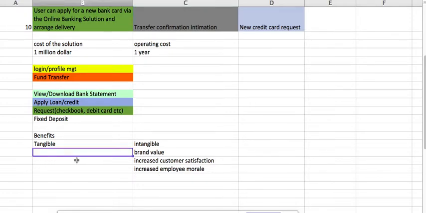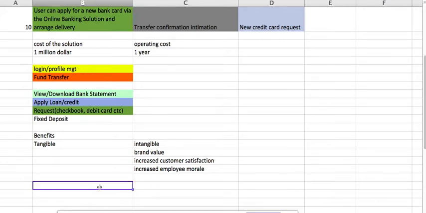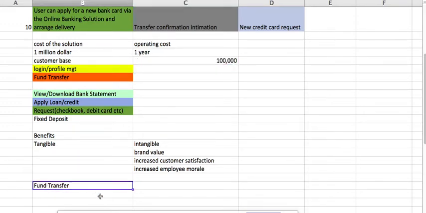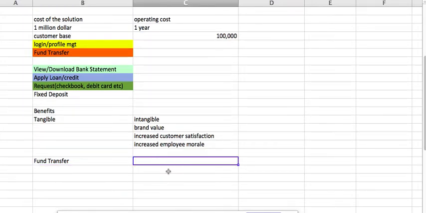Now let's talk about the tangible, which you need to calculate, and how will you say that this is profitable. For example, login and profile management, we say we don't have any benefits out of that. Let's talk about the fund transfer. The customer base here is 100,000. Let's talk about the 100,000 customers, right? If you say fund transfer, how will you justify that? How many people can opt for online fund transfer? All of them may not go at one go, but there is a good chance that a percentage of people may go. But remember, once they opt for online transfer, they may do not one, but at least 10 to 12 transfers in a year.